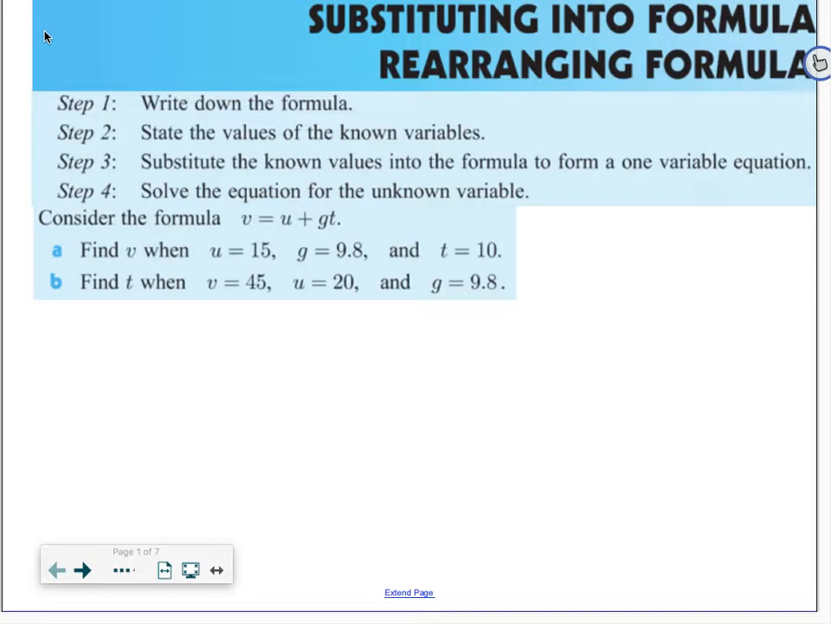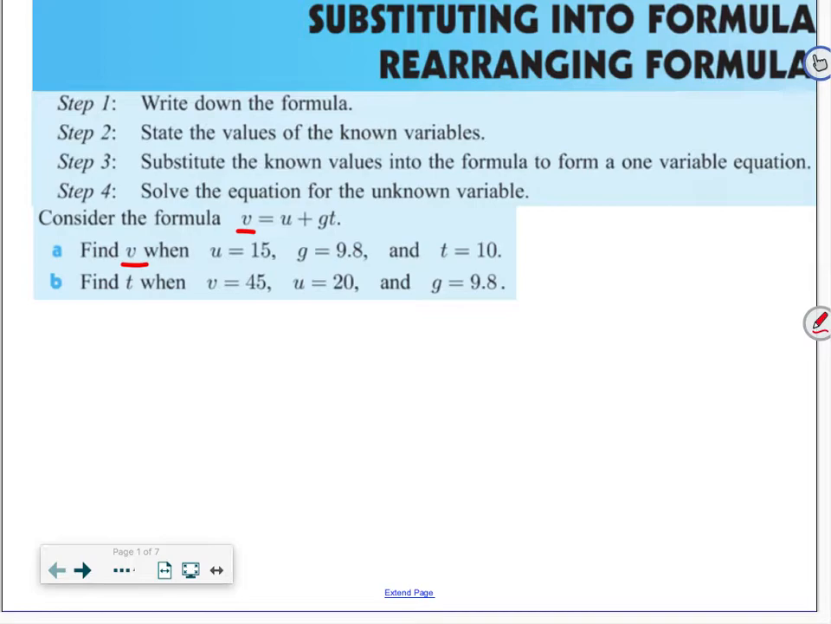Step 3, substitute the known values into the formula to form a 1-variable equation. With an equation with 1 variable, we can solve. Later in this unit, we will be solving with 2 variables using 2 separate equations. Step 4, solve the equation for the unknown variable. So here we are solving for v.